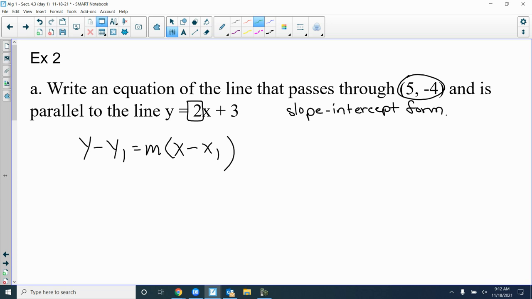Maya, put it in point slope form for me. There's my x and y up there, right? So it's going to be y minus a negative 4, which is plus 4. What's my slope? 2. And what's my x? 5. What do I write? x minus 5. There you go. Distribute the 2 over there.